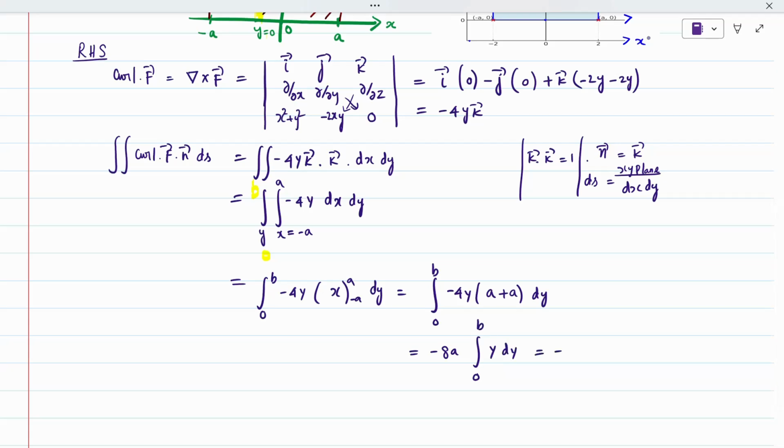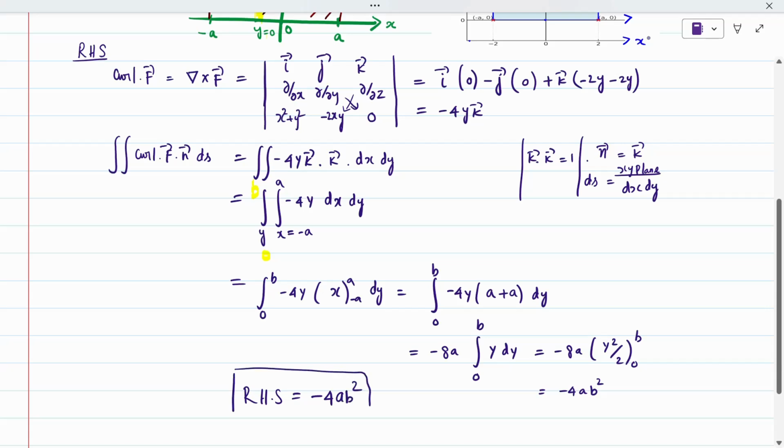Y dy, again integrate it. So it's nothing but y squared by 2, from 0 to b. So the 2 gets cancelled. So minus 4a will be there, and y squared I have to substitute, so minus 4ab squared. My right hand side, RHS, I'm getting the answer to be minus 4ab squared. This answer only I have to get for the left hand side also. I'll show you how we are getting it.